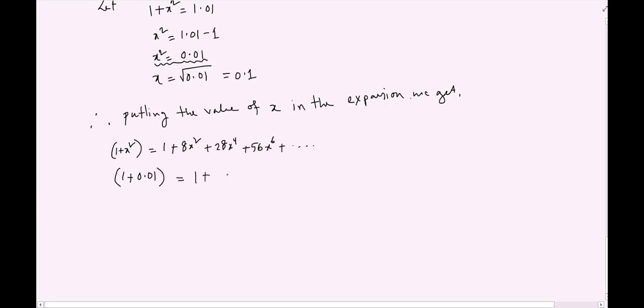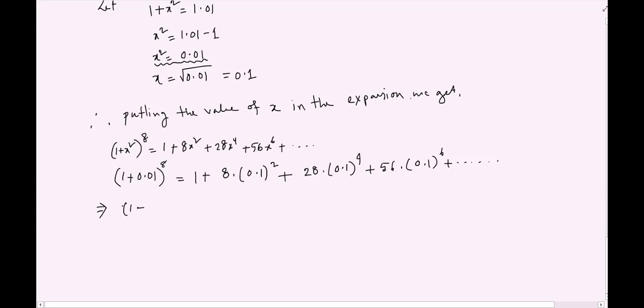equal to 1 plus 8 into value of x, which is 0.1, whole square, plus 28 into 0.1 whole to the power 4, plus 56 into 0.1 whole to the power 6, and so on.